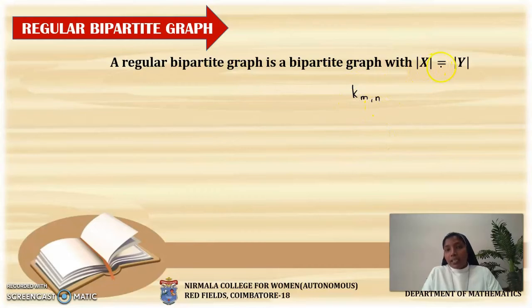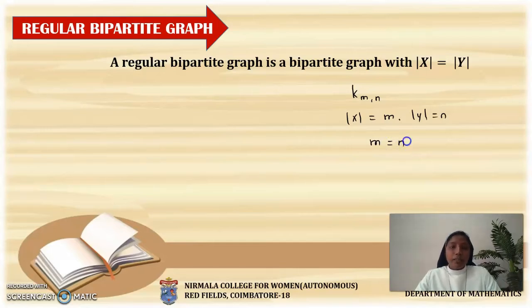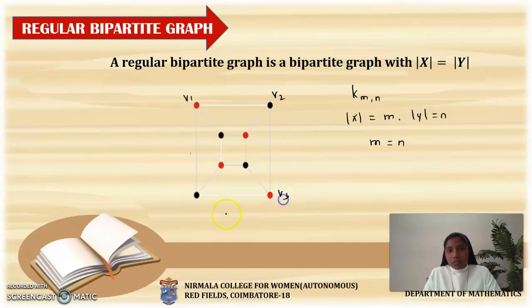When I say the cardinality is equal, here the cardinality of X is nothing but M, and the cardinality of Y is denoted by N. So, for a regular bipartite graph, we can find M is equal to N. For an example, if you consider this graph, here the vertices are V1, V2, V3, V4, V5, V6, V7 and V8. Now we have to find out X and Y.